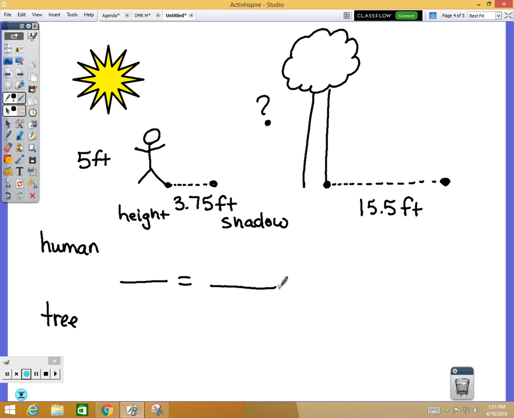Okay? So now we're just kind of filling in the blanks. The height of the human is 5 feet. The height of the tree is, we don't know. So what do we put in for a question mark? X or any other variable you want. Yes. The shadow of the human is 3.75, and the shadow of the tree is 15.5. So again, I'm saying this again because it's super important. If the person's on top, the person has to stay on top in both ratios. Tree's on bottom in both ratios, or your proportion will not work.